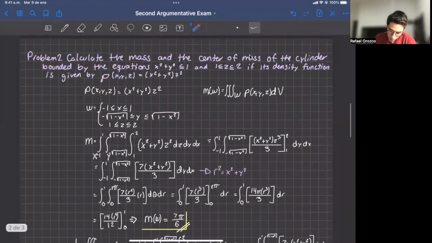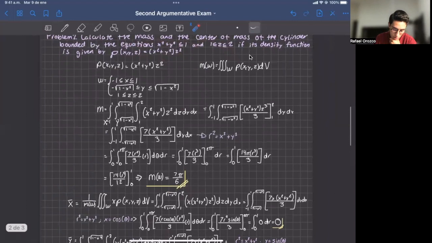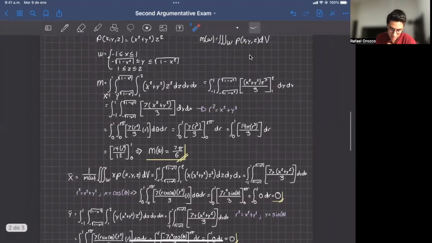Now, in the second problem, we will calculate the mass and the center of mass of a cylinder bounded by this equation and from these limits, and the density function will be this. In order to calculate the center of mass, first we have to calculate the mass and then the center of mass for each axis.